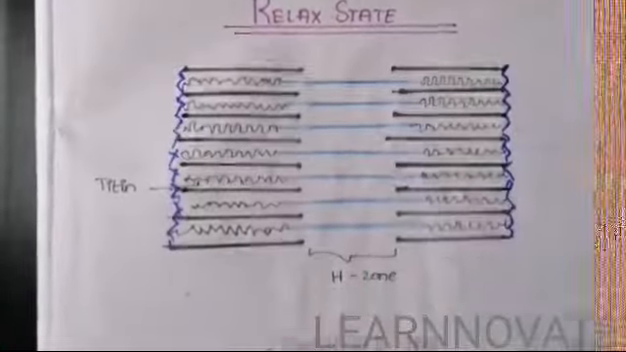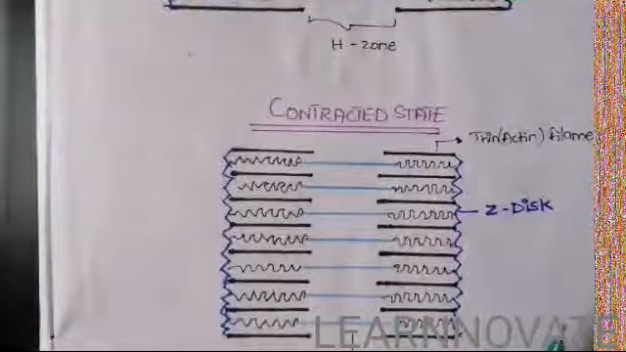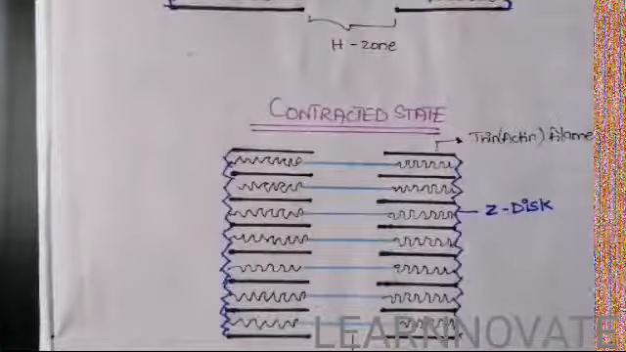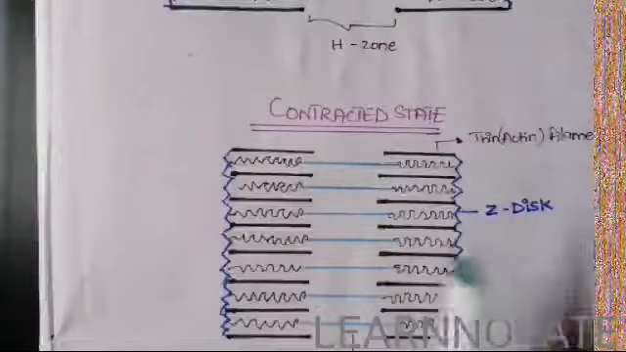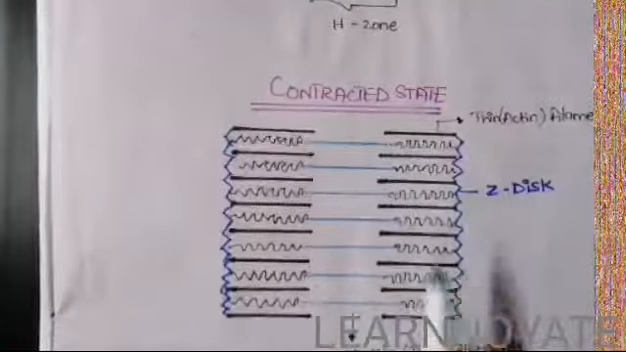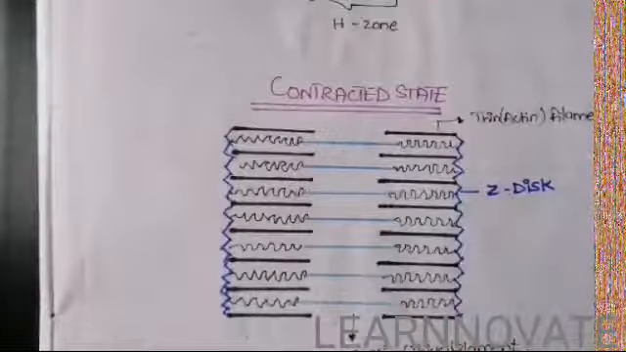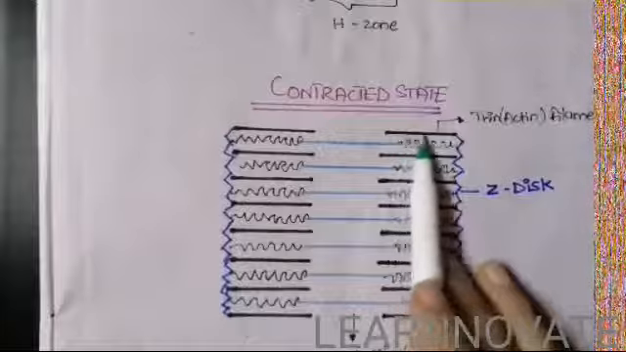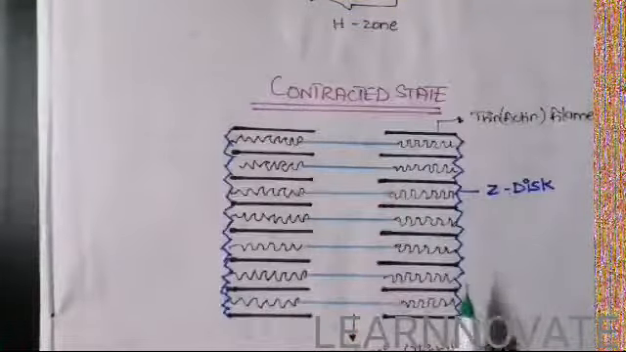But in the contracted state, when the action potential has reached the muscle fiber and caused increased calcium ion, there will be a contraction of the whole muscle fiber, with depolarization and contraction. Here you can see these Z discs decrease in diameter and there will be a decrease in the H zone also. These actin filaments contract over the myosin filaments and there will be a decrease of the H zone.